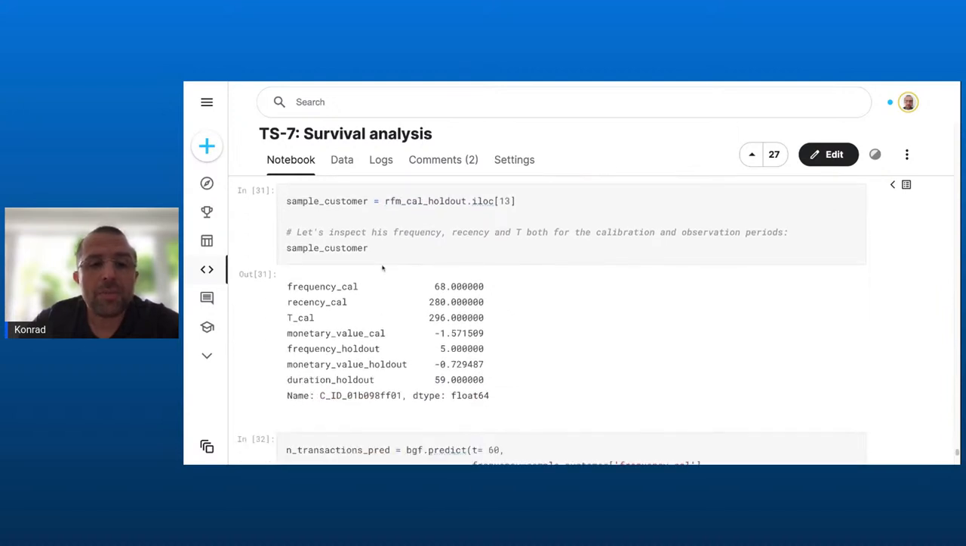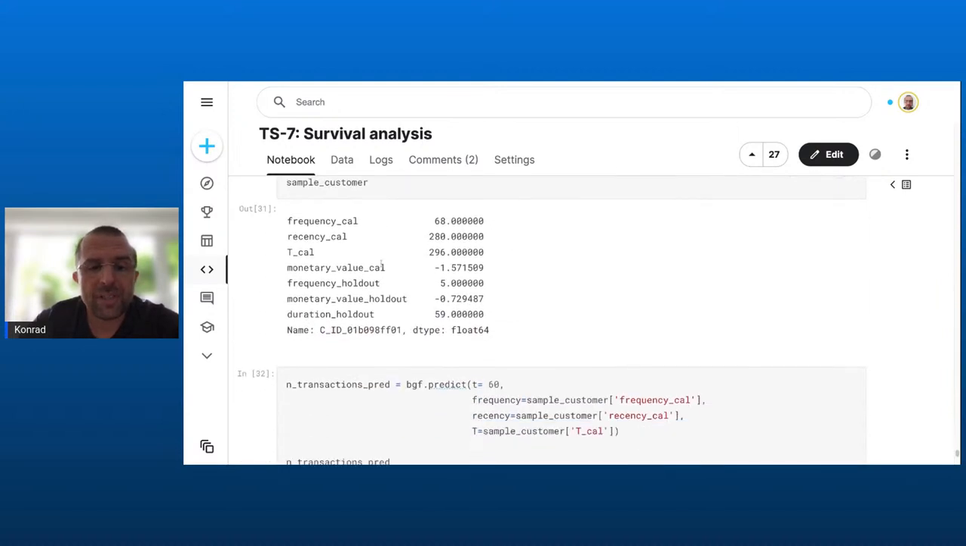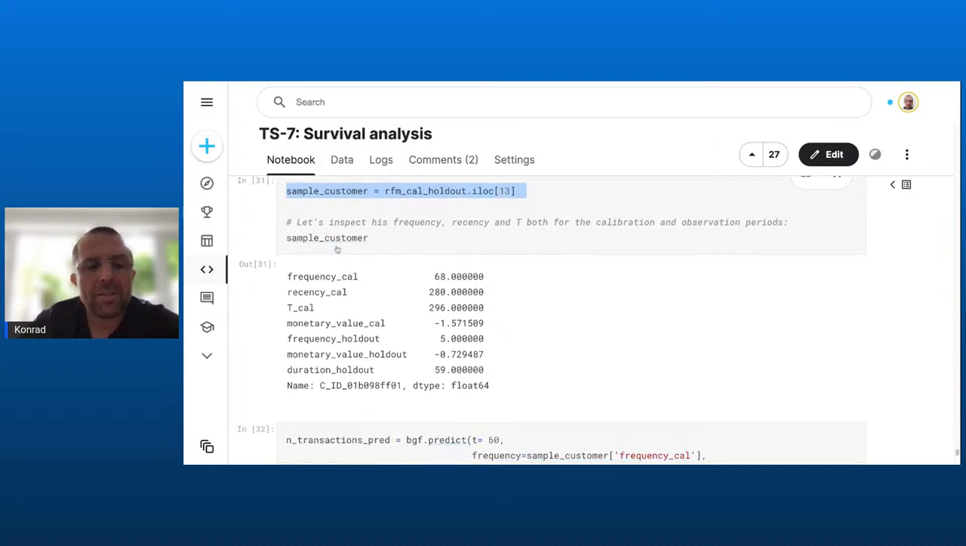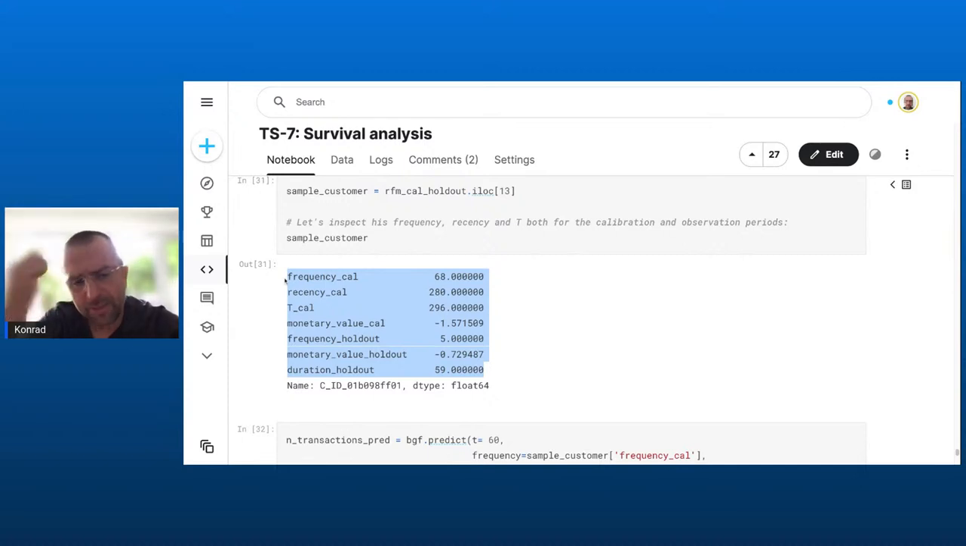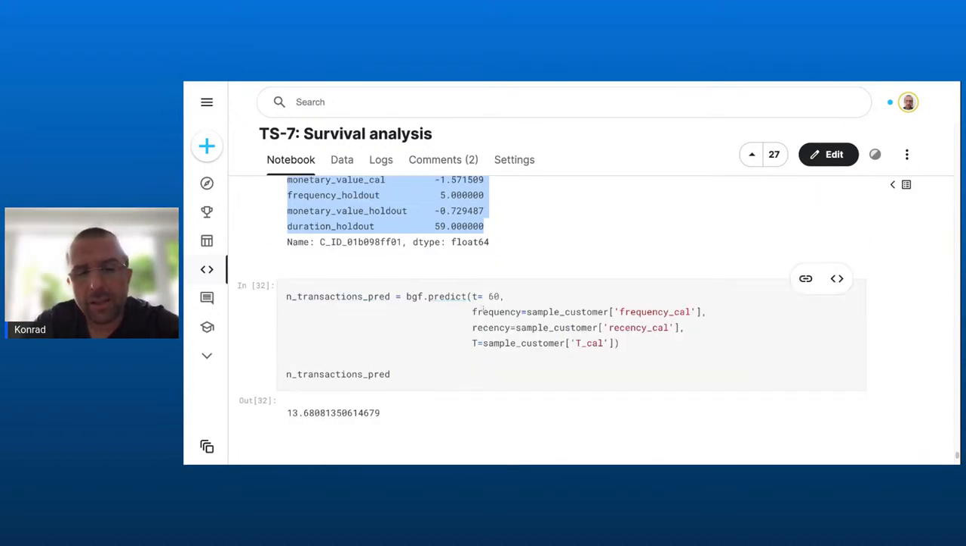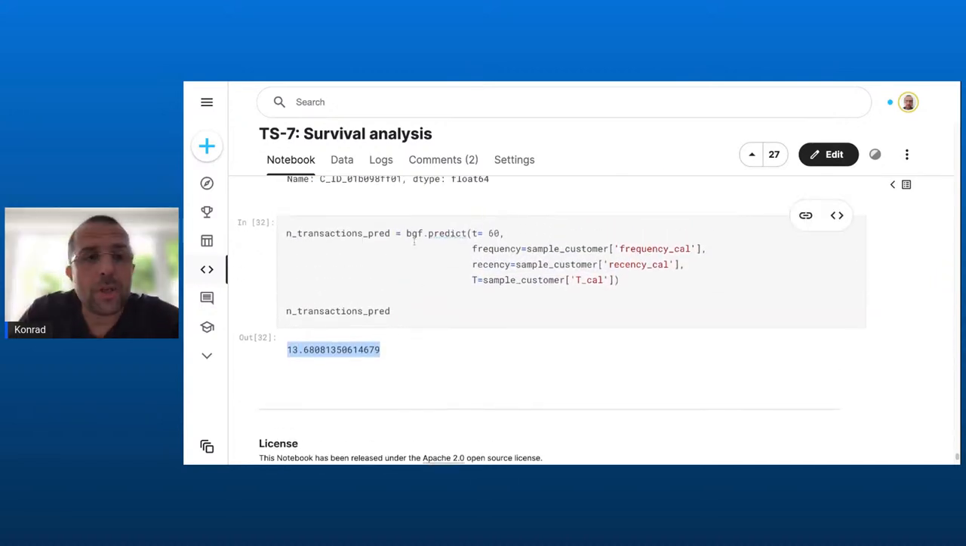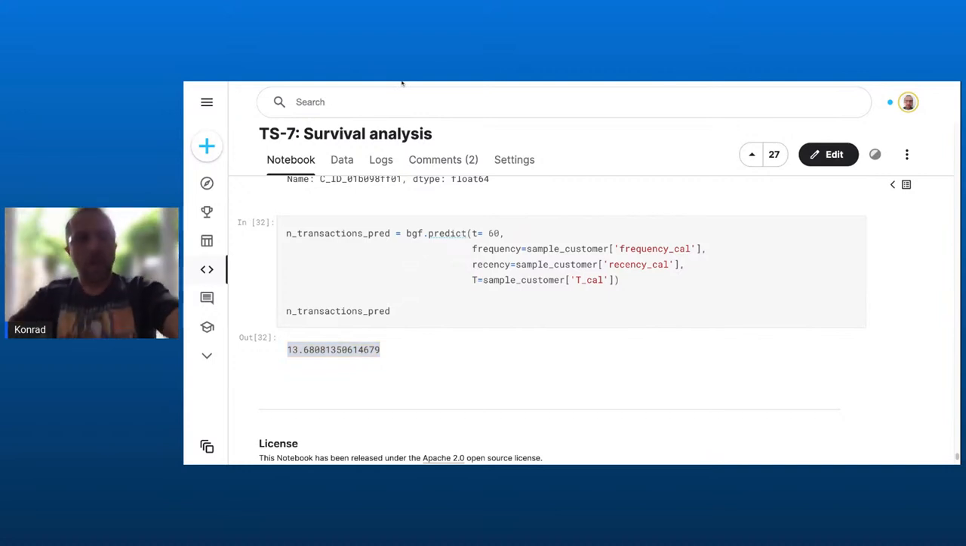We can generate predictions for a specific customer. How do we do it? We select which one we want to go with, so whatever, row 13. Those are the characteristics of this customer expressed in the RFM format. And then we run a prediction at this frequency for this customer: what is the number of transactions that we are going to expect to arrive?